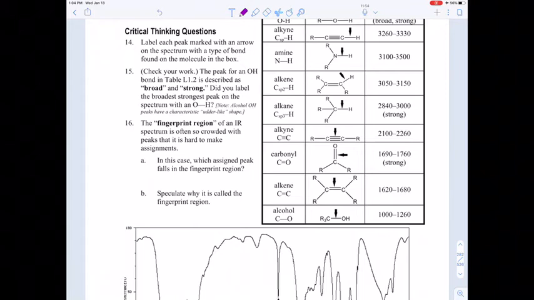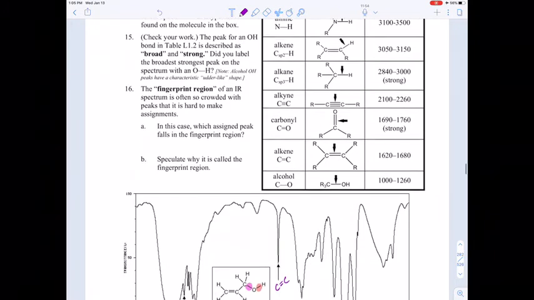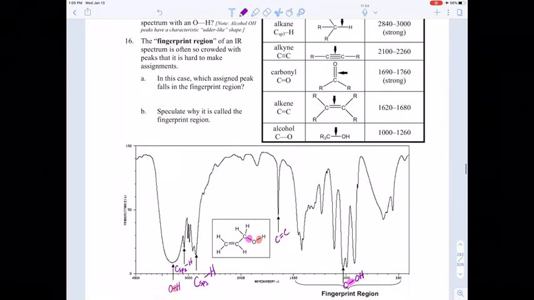Number 15, checking our work. The peak for an alcohol bond in table L1.2 is described as broad and strong. Did you label the broadest, strongest peak on the spectrum with an O-H? And yes, we did. They describe the peak as udder-like, which I think is kind of funny.